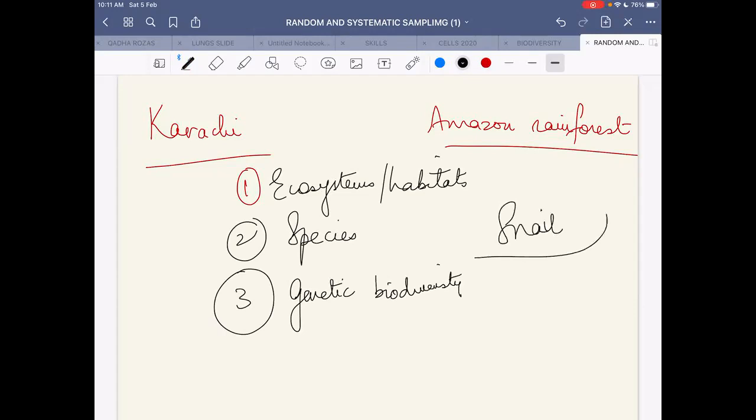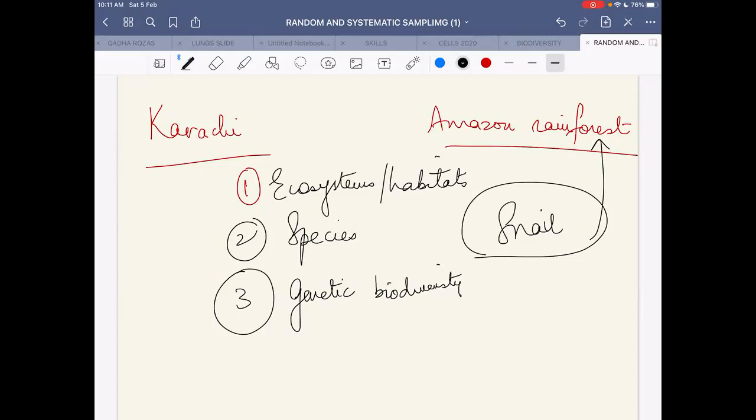So let's say I find some snails in the Amazon rainforest. I can study whether I have only one genetic variety of snails or many genetic varieties. That is, are all the snails brown in color, or are there some which are red, some yellow, and some yellow and brown? So this will actually be even more biodiverse.